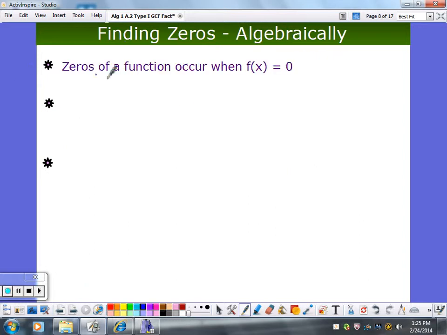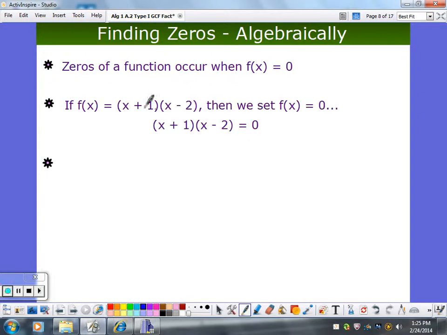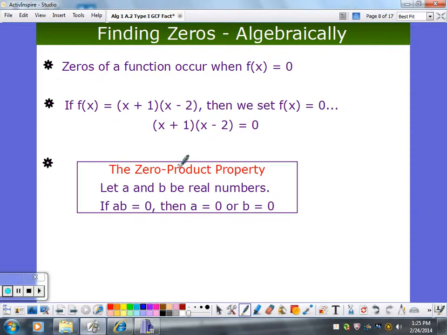So finding zeros algebraically. Again, review. Set your function equal to 0. So if I set x plus 1 times x minus 2 equals 0, I use what's called the zero product property. Very simple property. If you are multiplying two numbers, and you get 0, what must be the case?